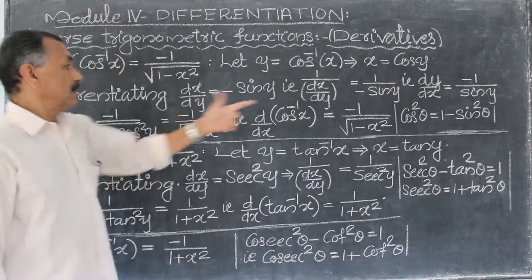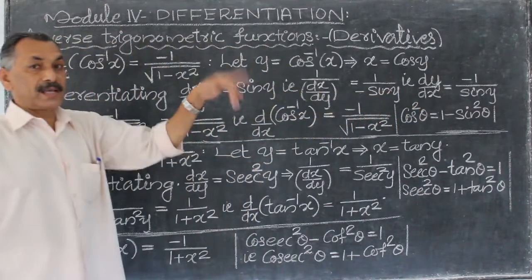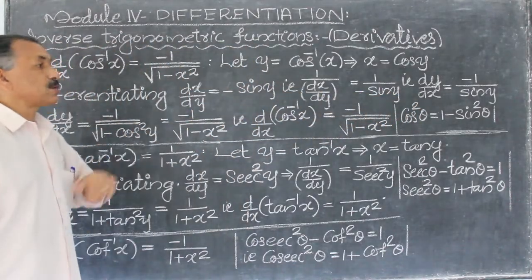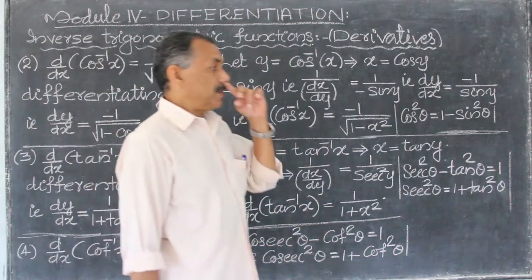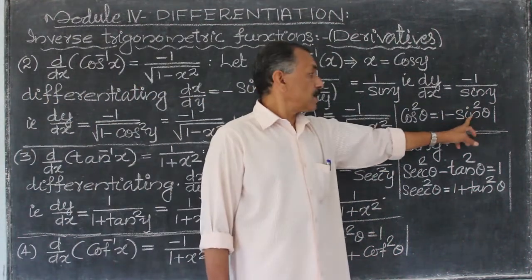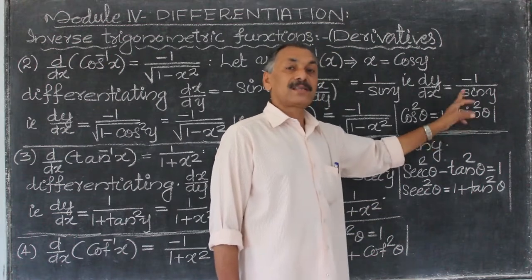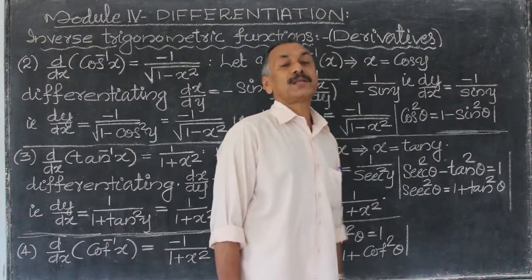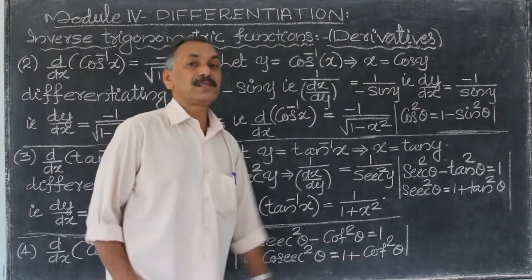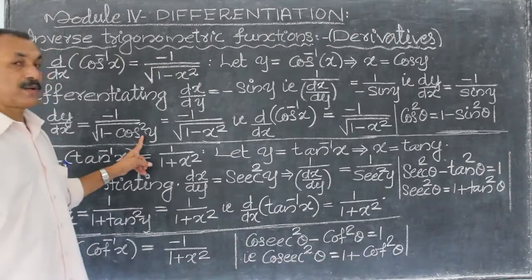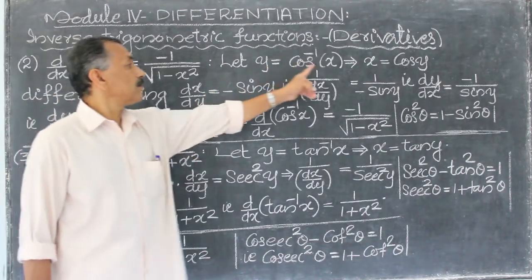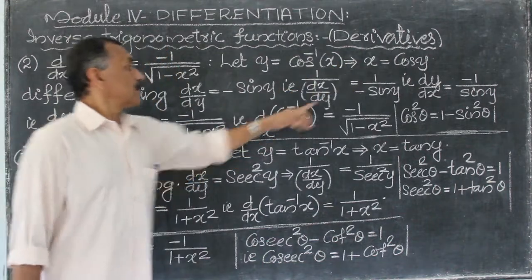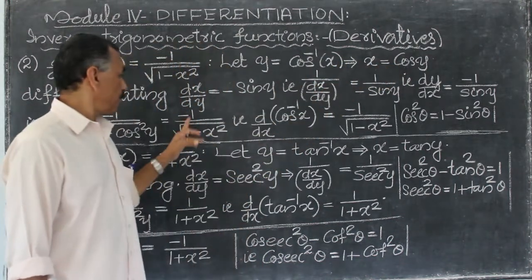Sin y is equal to root of sin square y. That is root of 1 minus cos square y. Okay. From this, what is sin square theta? Sin square theta is equal to 1 minus cos square theta. What is sin theta? Root of 1 minus cos square theta. Similarly, sin y is equal to root of 1 minus cos square y. That is minus 1 divided by root of 1 minus cos square y. What is cos y? Cos y is equal to x. The root of 1 minus x square.